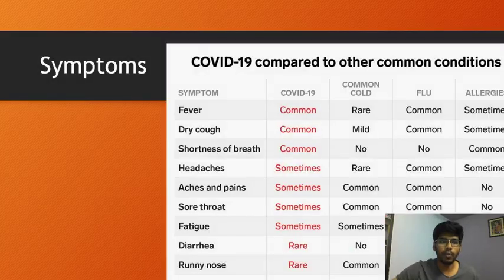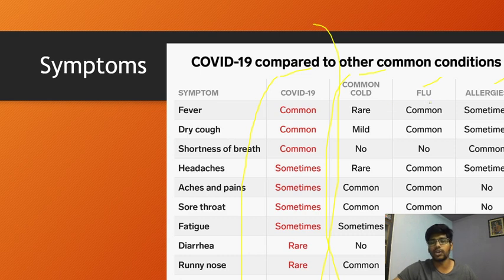Right? So when it comes to the symptoms, what is the difference between COVID-19, common cold, flu and allergies? You can see the slide, and you can pause after some time and see the differences for the different diseases, so that you will be able to identify between the common cold, flu and COVID-19, so that you can seek medical attention immediately. The most common thing is the dry cough, right?